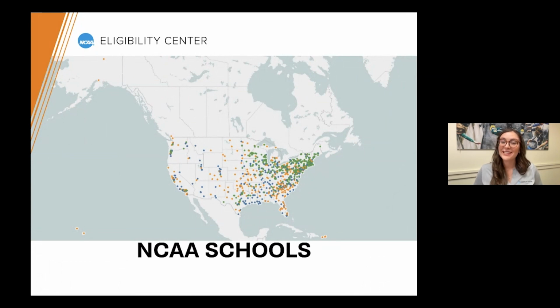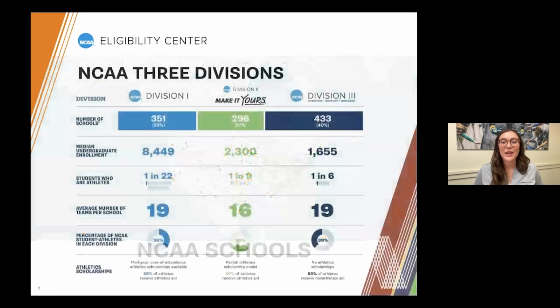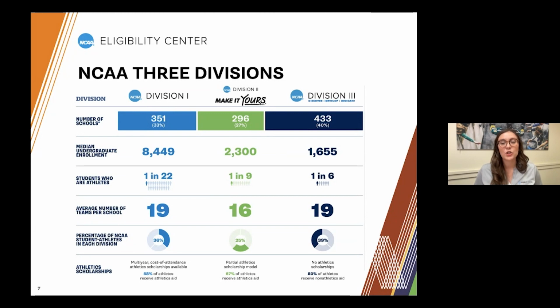So let's talk about NCAA schools. First, we have a divisional breakdown that shows how the NCAA team makes a big impact on students globally. We service over 1,000 colleges and universities, and we help over 500,000 student athletes. Keep in mind, we do this with a team of about 50. So I always like to say we are a small team, but we sure are mighty.